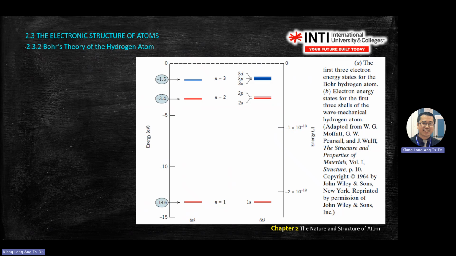eV. Okay, now the question is, what is the energy needed? This one is minus, what does it mean? Emit or release. Again, you can use either emit or release. Now the question, what is the energy needed for the electron to jump from n number 2 to n number 3?